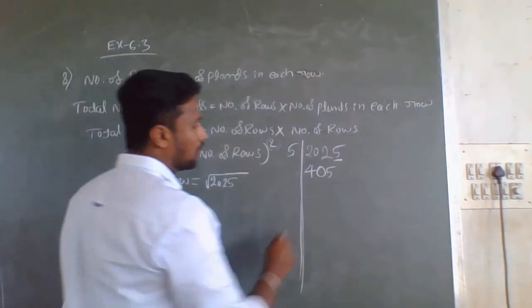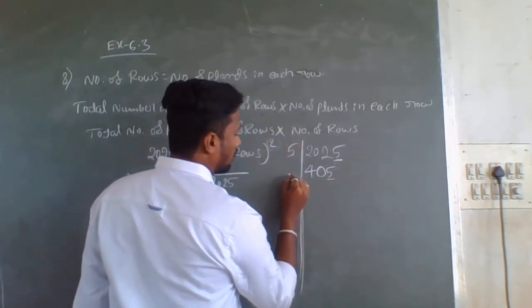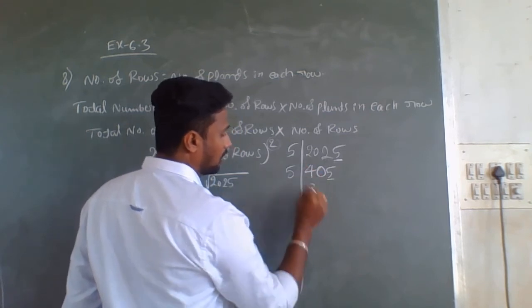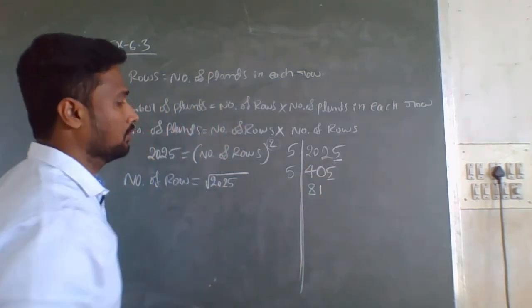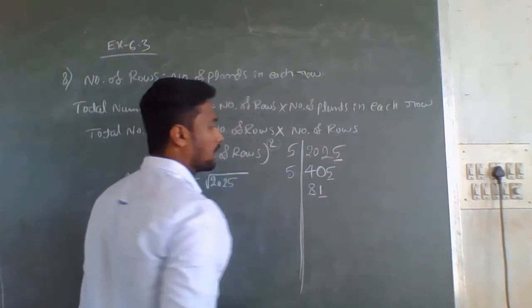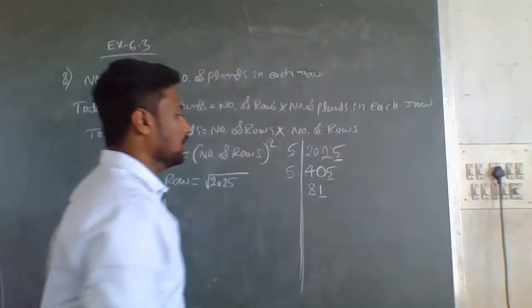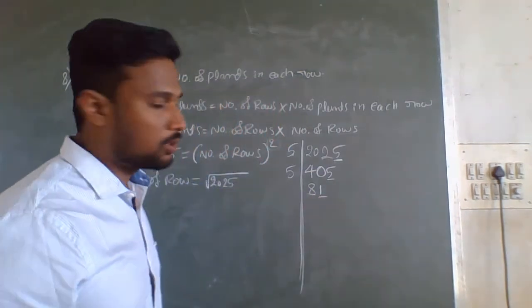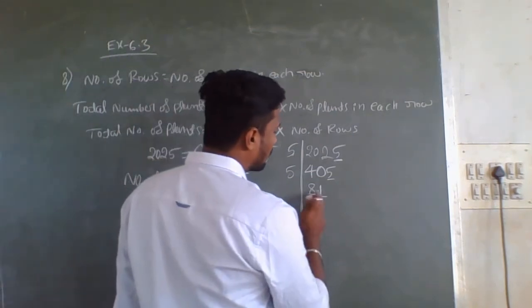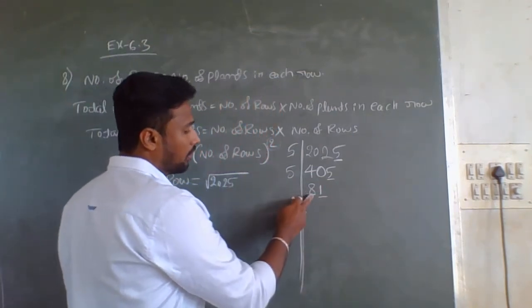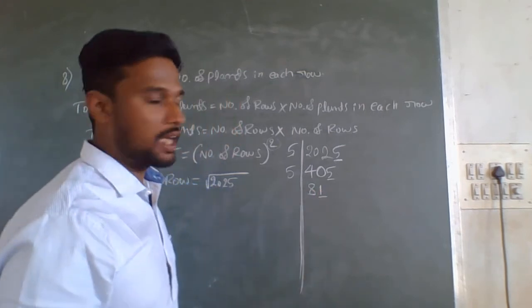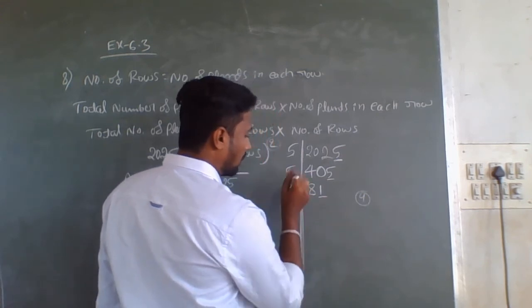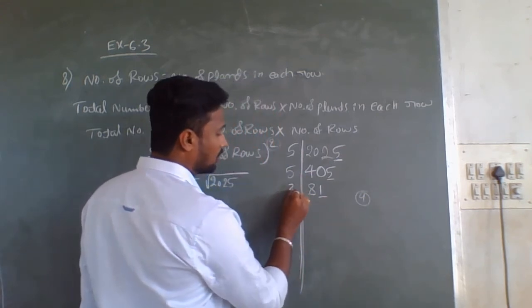Again the last digit is 5, so I will factorize with 5 only. 5 eights are 40, 5 ones are 5. Now the last digit is 1, so it will not come in table 5. Check with table 2: again it is an odd number, so it will not come in table 2. Now I will check with table 3. You have to add 8 plus 1. What do you get? 9. So 9 is there in table 9, so I will factorize with table 3 only.